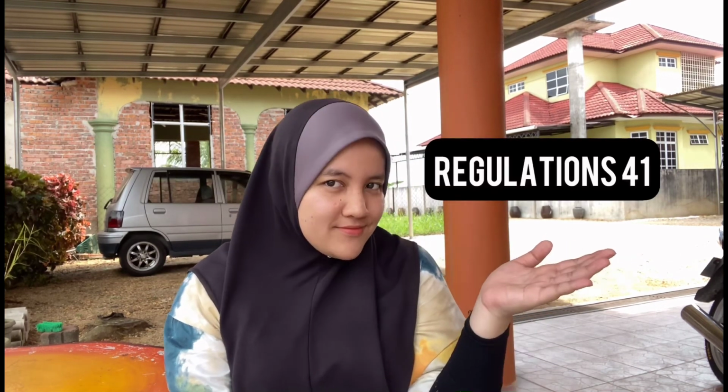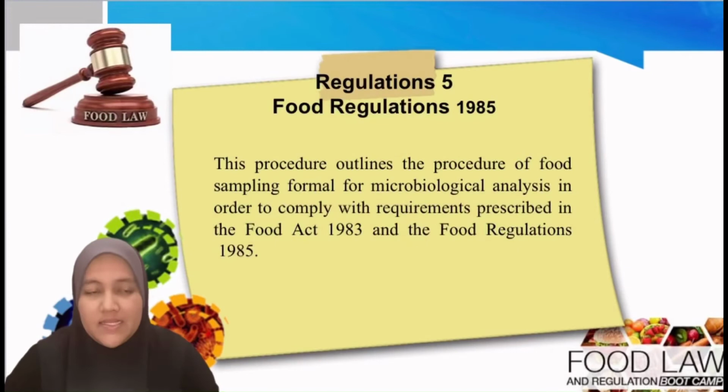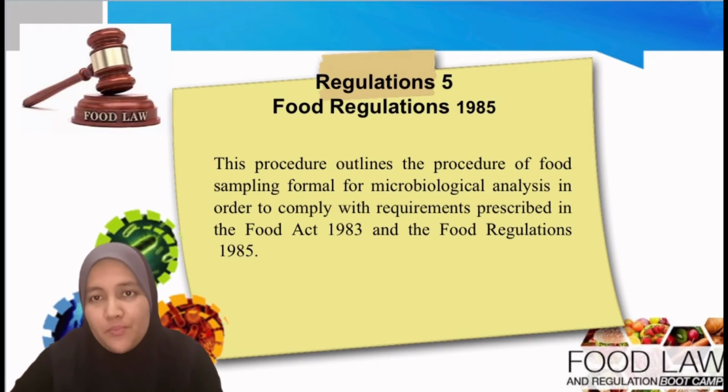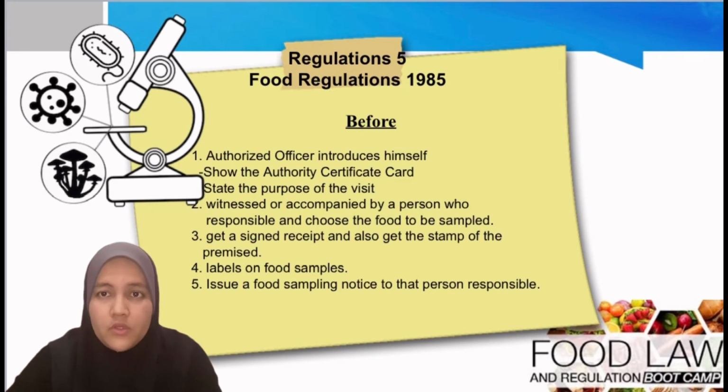Okay, let me explain what Regulation 5 is. Regulation 5. Procedure on taking samples for microbiological analysis. This outlines the procedure of food sampling for microbiological analysis with requirements in the Food Act 1983 and the Food Regulations 1985. Before you take a sample at the premise, you must introduce yourself, show your certificate card and state the purpose of the visit.